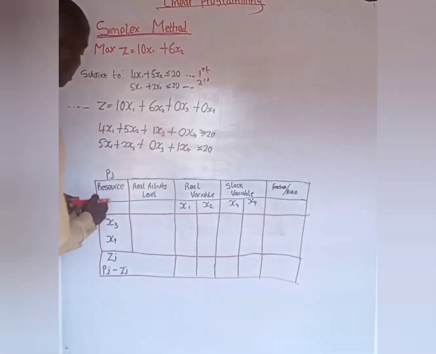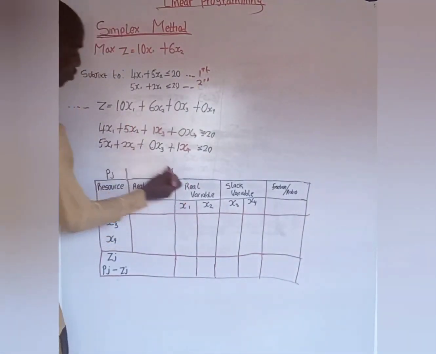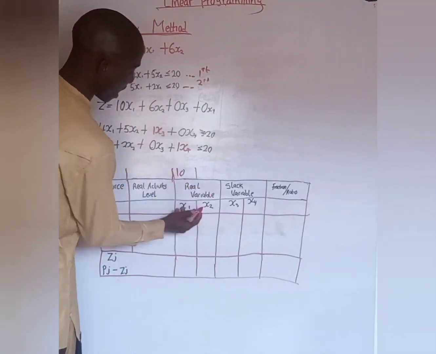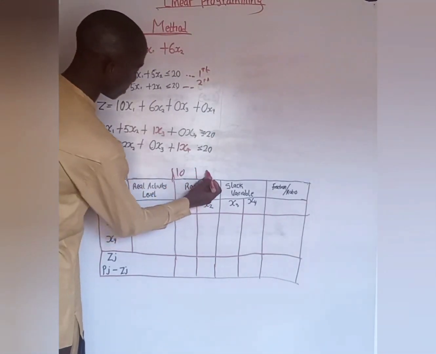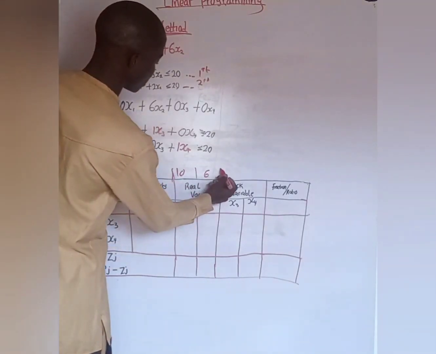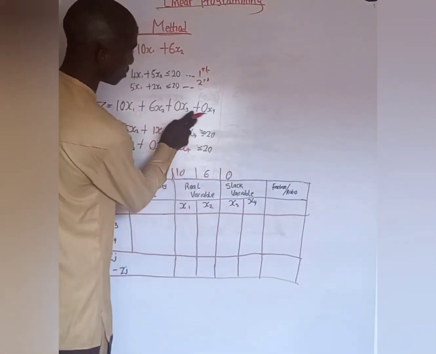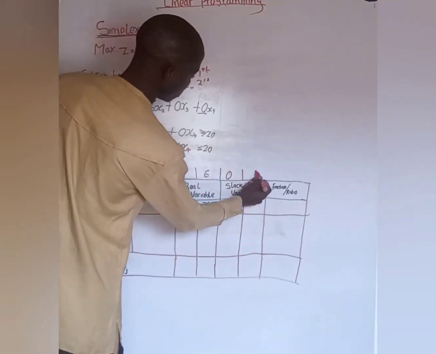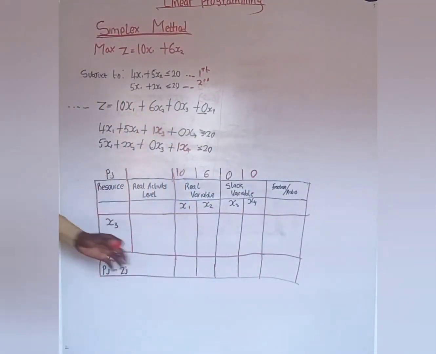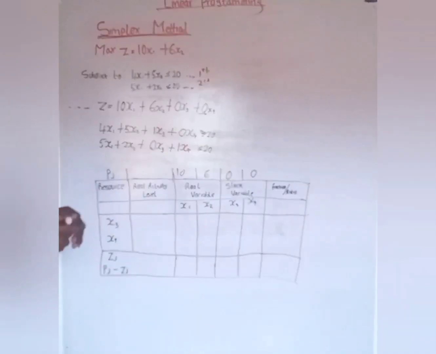So I'm going to be writing here now. For x1, the coefficient is 10, so I'm going to be putting 10 here. And for x2, the coefficient is 6. I'm going to be putting 6 here. And for x3, the coefficient is 0. And for x4, the coefficient is what? Also 0. So that is the value. That's how I got my pj: the coefficients of x1, x2, x3, and x4, the coefficients of our variables in the standard objective function.